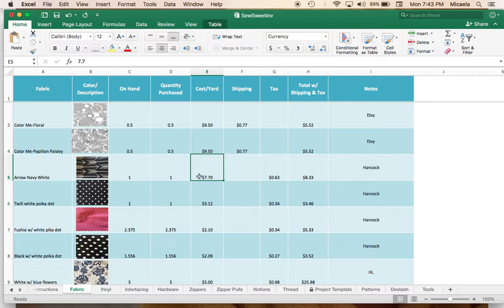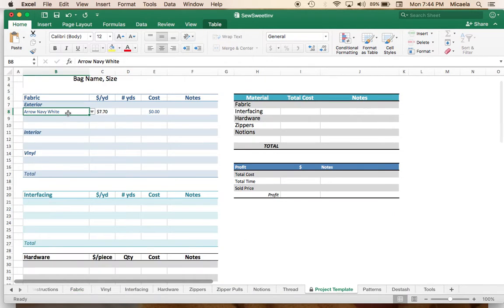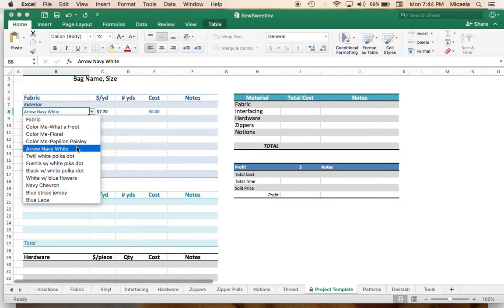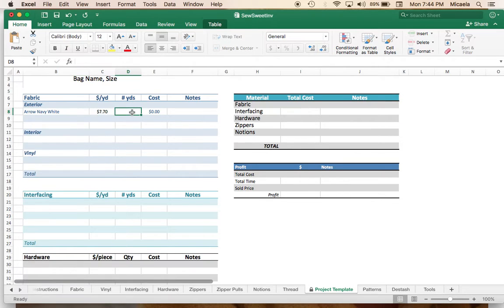I bought 1 yard and it was $7.70 for that yard. Now this particular fabric happened to be 54 inches in width, but nevertheless the 36 inches for the yard by the 54 inches cost me $7.70. So then when I take that over to my project template, I've picked my fabric here from my drop down, and here's the $7.70 per yard, and that is the same price as if I were to calculate how many total square inches, and we'll do that in just a second.